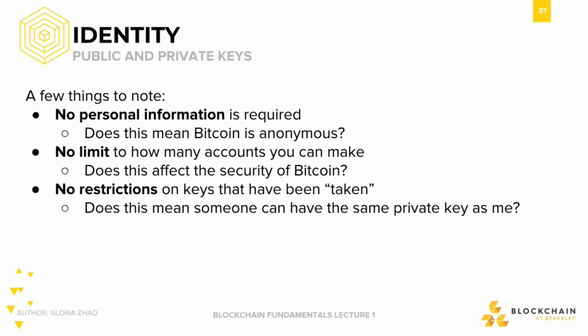A few things that we want to know is no personal information is required. So anyone can go on Bitcoin and generate an account for themselves. You might think maybe Bitcoin is anonymous, and that is one of the goals of this kind of currency. We want to protect our personal information. There's a little more nuance to this than just, oh, it's anonymous, but we'll go into that later. There's also no limit to how many accounts you can make. You can apply this cryptographic function as many times as you want and generate as many keys as you want. And there's also no restrictions on which keys have already been taken.